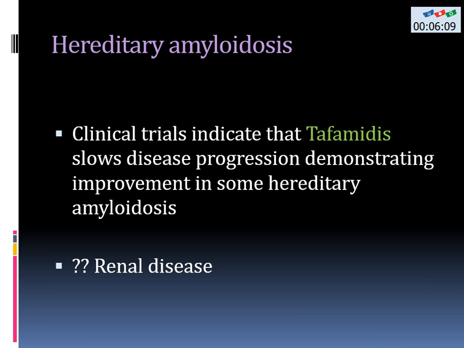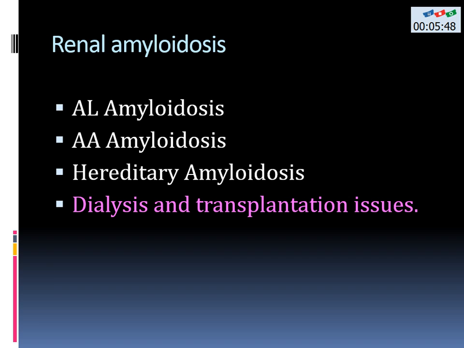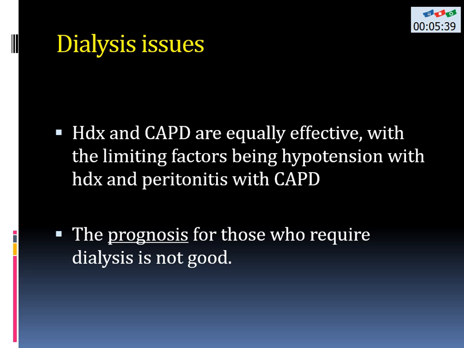Clinical trials indicate that tafamidis slows the disease progression, demonstrating improvement in some hereditary amyloidosis. This drug has been tested in several hereditary amyloidosis, mainly those affecting the neurological types of amyloidosis. Trials in renal amyloidosis are still underway. Now we've discussed the AL, the AA amyloidosis, the hereditary. There are some dialysis and transplantation issues that we need to tackle before we close up.